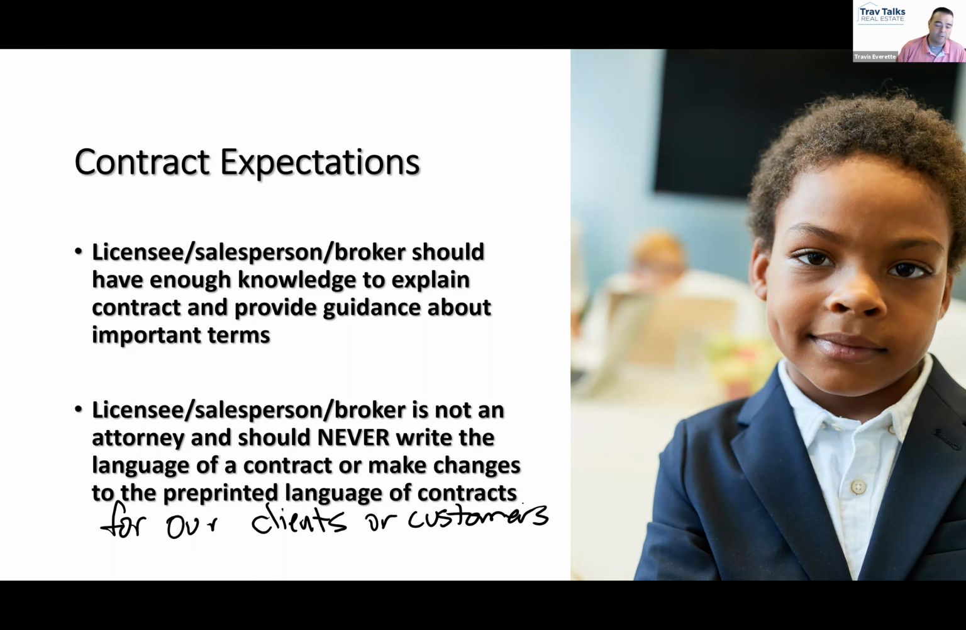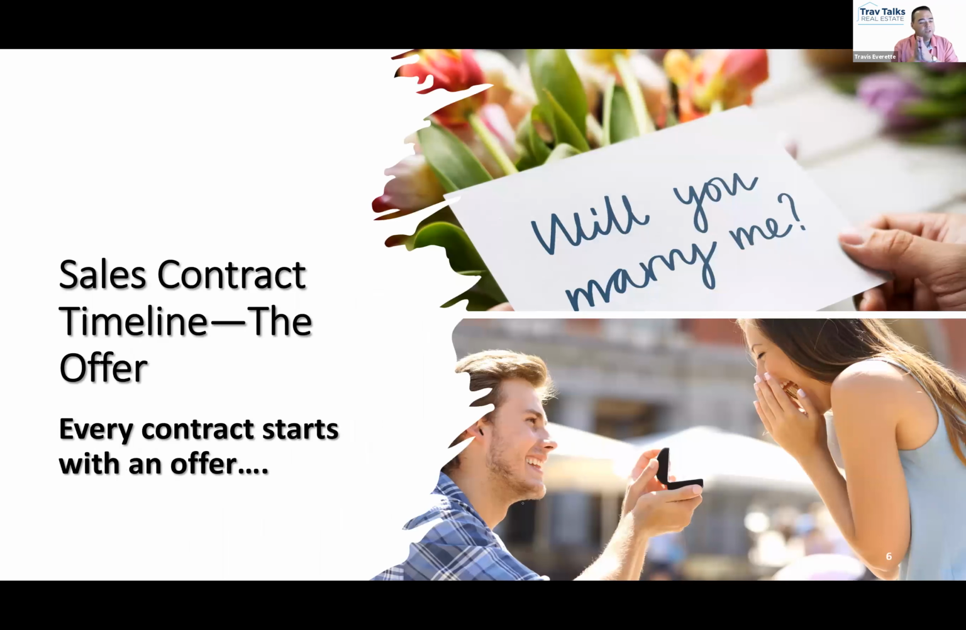Okay, good. So I choose to think of contracts almost like marriage, which for some of you might be a wonderful reference, and some of you may be like, oh, really? Your mileage may vary on that.